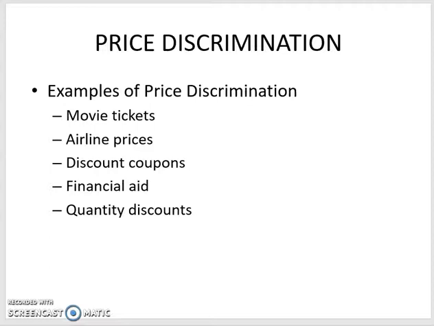Coupons work this way. It costs the same to make the good for both people, but the people who cut the coupon out of the newspaper and show it, they're going to get a cheaper price. Financial aid to go to college is this way. If you qualify for financial aid and I don't, then I'm going to pay more for college than you will, even though the cost to produce college for both of us is the same. So this happens to you all the time.